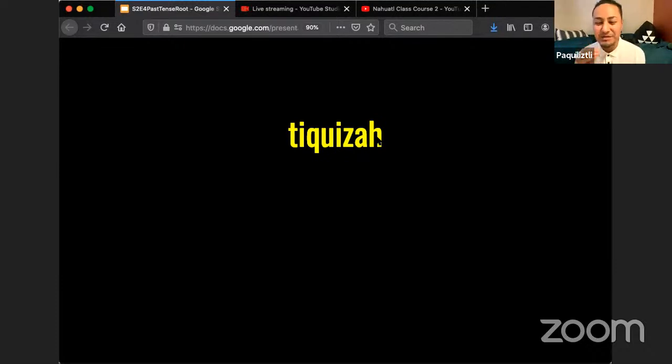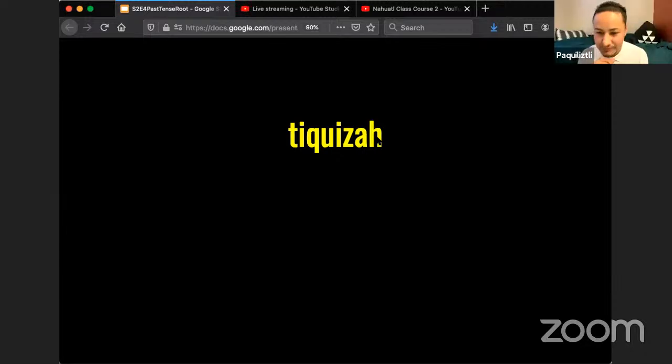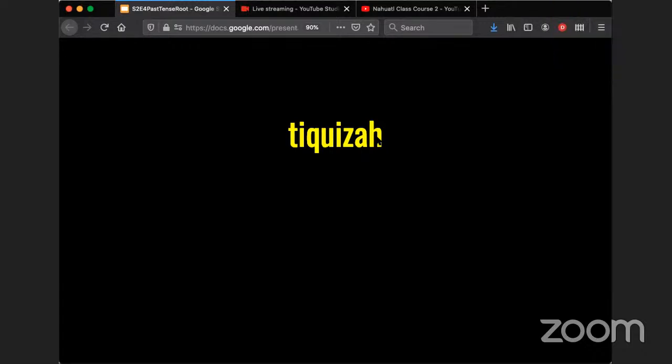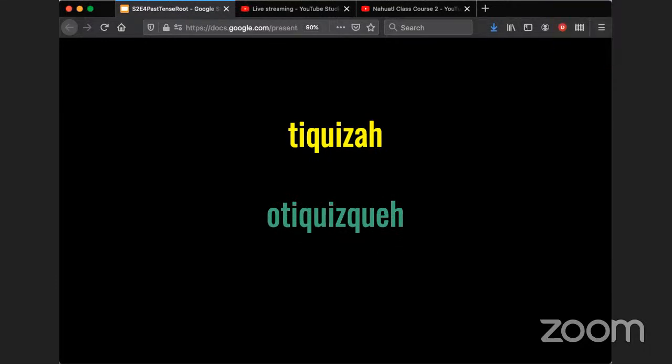So what are you going to do in the first step to put it in the past? You're going to drop the vowel, and then because there's an H at the end, that means it's plural. So you add the que. In our variety, it would be tiquisque. And to make it Central, it would be o tiquisque.